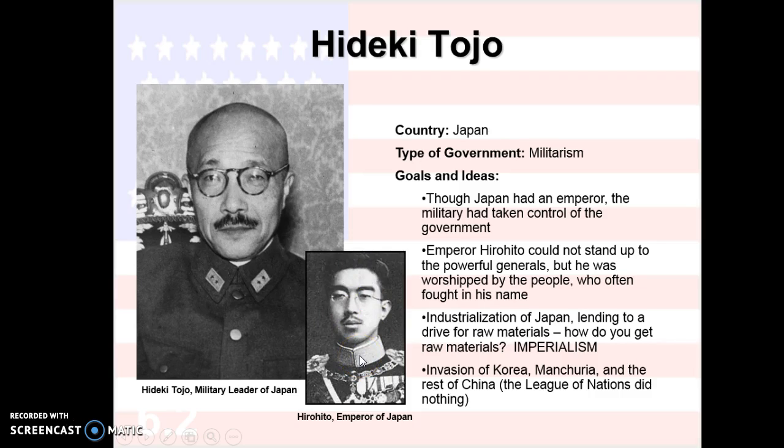The goals and ideas for him are as though Japan already had an empire, Emperor Hirohito. He took control. He could not stand up to the powerful generals, and he was worshipped by the people, so they kept him in office, but really Tojo is leading the ranks over there.